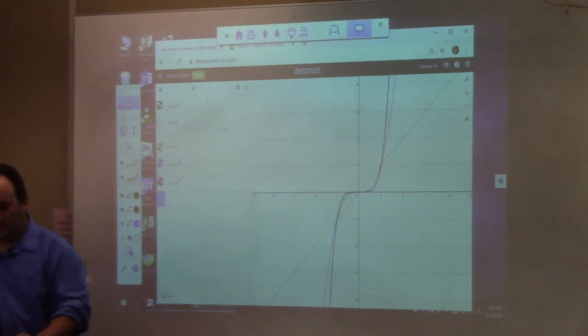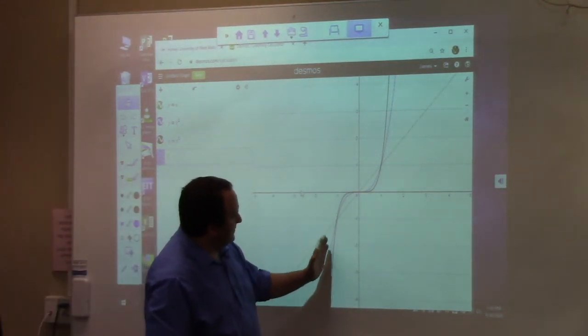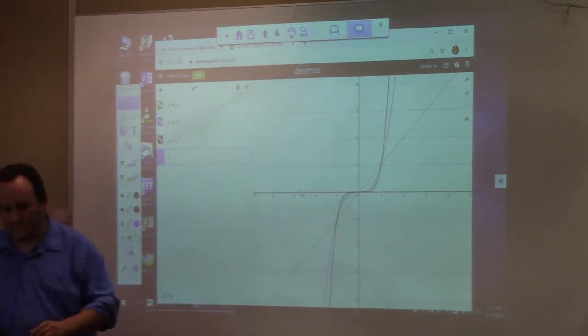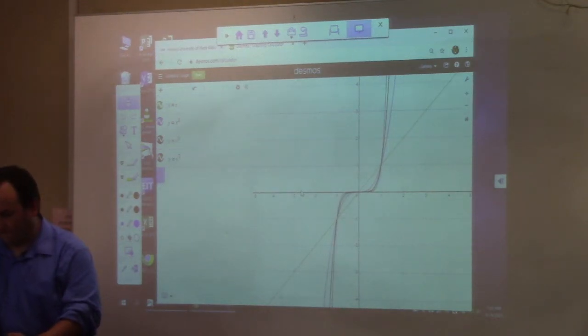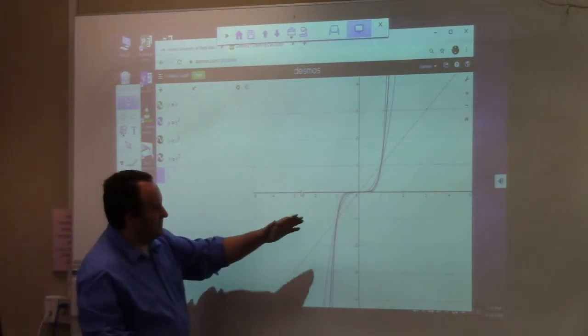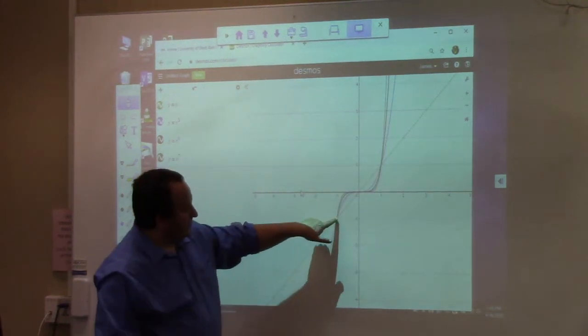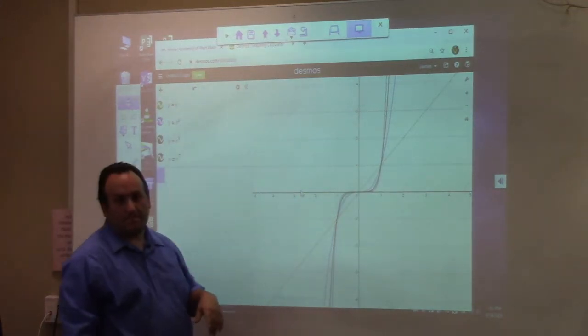See, what we're looking at here is x is here, right? The cube is the blue one, the fifth power is the red one. What happens when we take y equals x to the seventh? See that? It's even further smushed out, right? They all go through -1, -1. They all go through 1, 1, right?